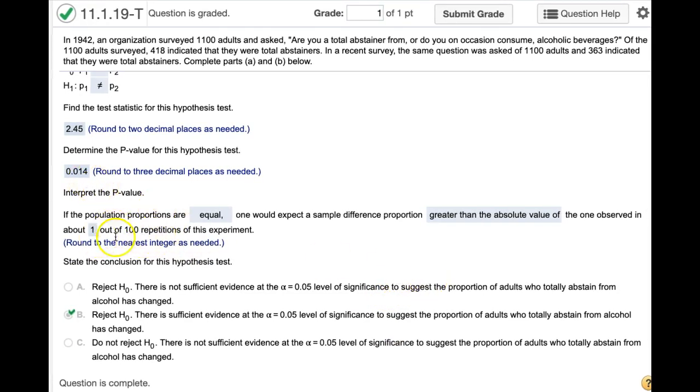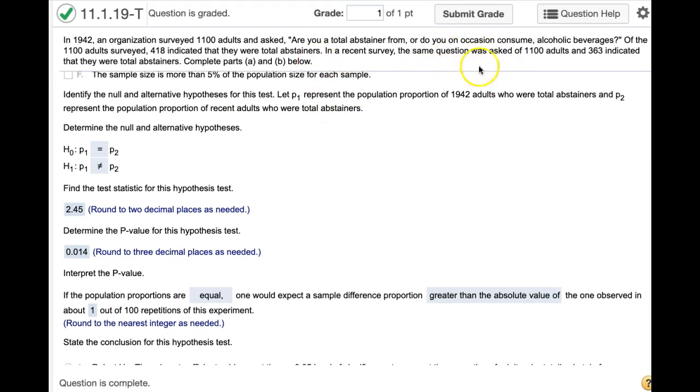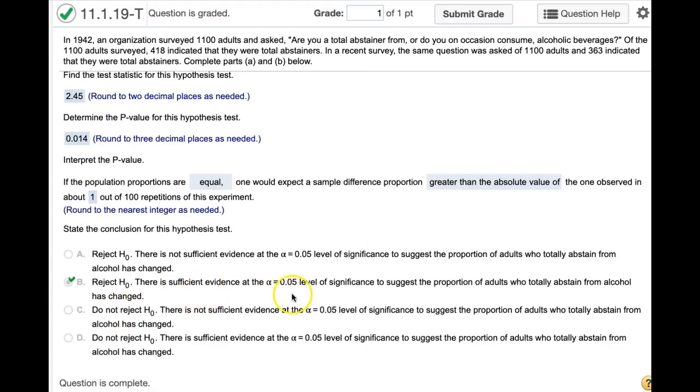Now, where do we get this out of 100? Since the p-value is 0.01, that's like 1%, 1 out of 100. Would we observe this type of data if the null hypothesis was true? That would happen 1 out of 100 times. Because that's so low, we reject the null hypothesis. And so we say there's sufficient evidence to support the claim that those proportions are different. It has changed.